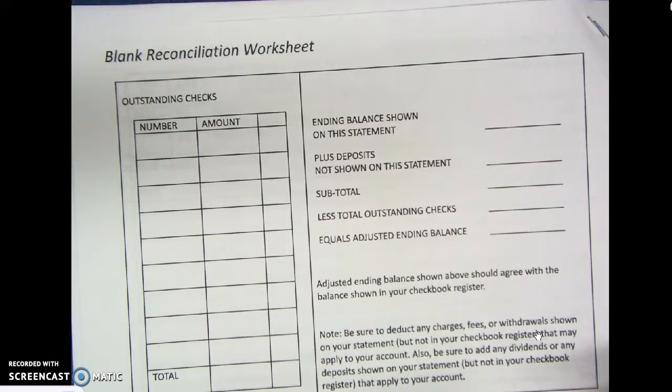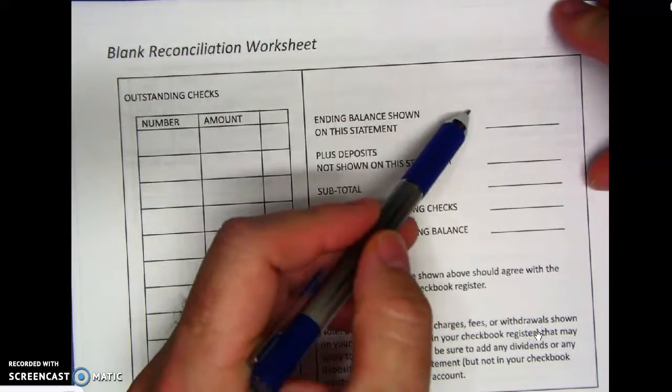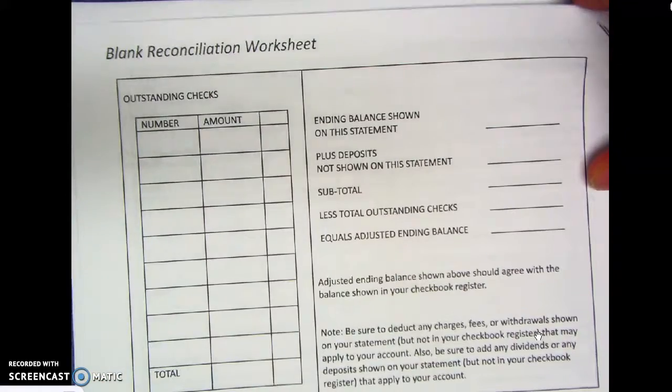So to reconcile means to make agree. So we have two parties. They're not equal. And so reconciling is making them agree. And we do that by going through this mathematical process.